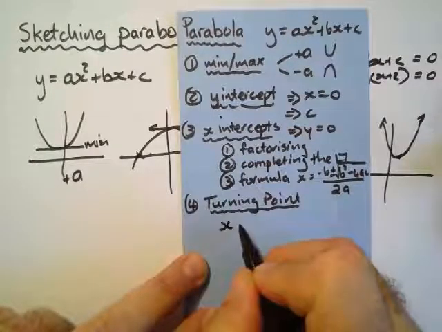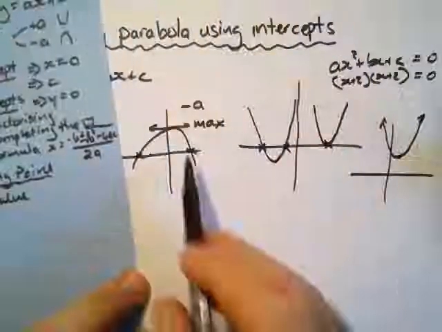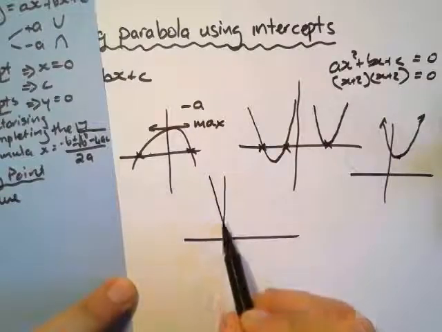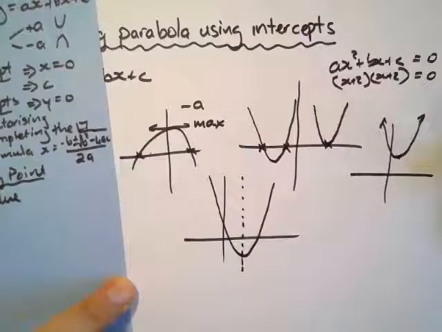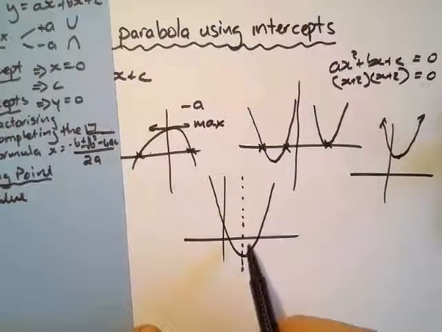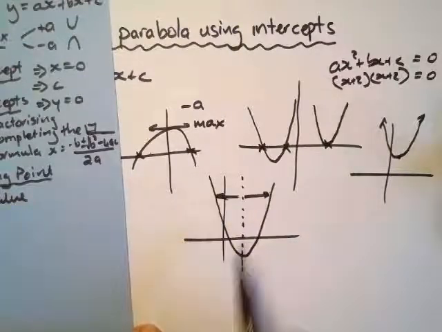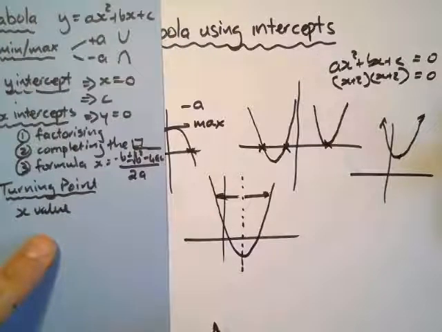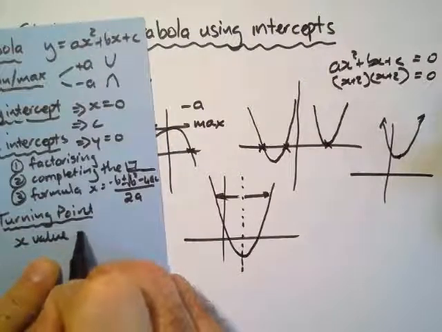It's going to be your x value and the y value of your turning point. Now all parabolas are symmetrical, which means that there's a line of symmetry, and that line of symmetry is exactly in the middle, and the distance at any point on both sides are always exactly the same distance away from there. So to find that x value, what you can do is one of the following. There's two ways to find that.